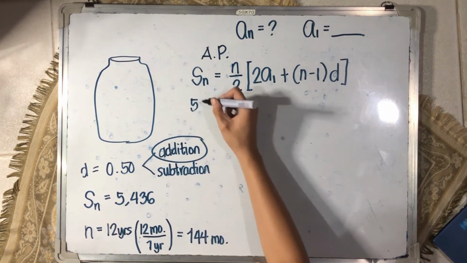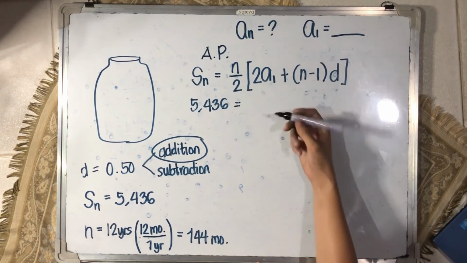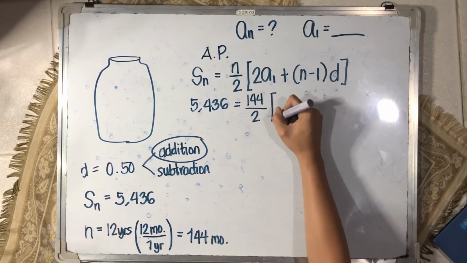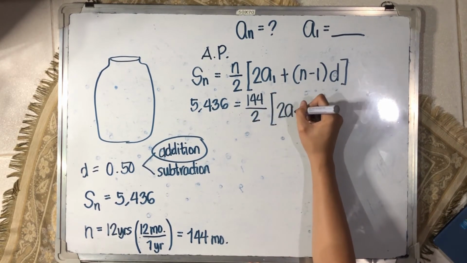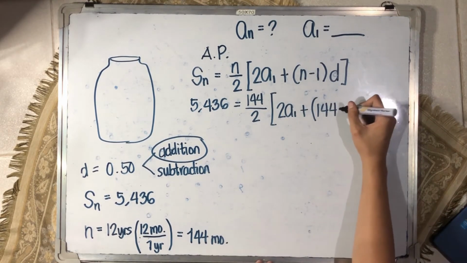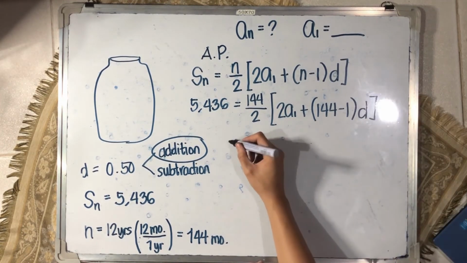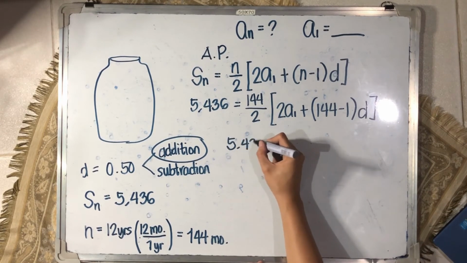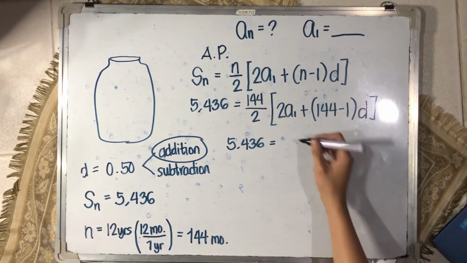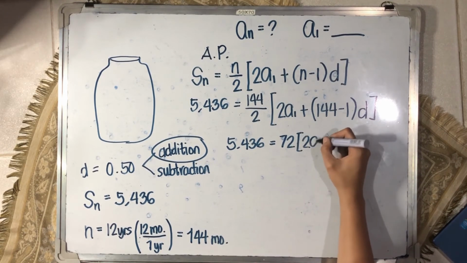We have 5,436. That's your sum. n is 144 in terms of months tayo, divided by 2. Times 2 times the a sub 1, which is unknown at this moment, plus n, 144, minus 1 times the common difference, d. Okay, simplifying this would give us 5,436 is equal to 144 divided by 2 is 72. Okay? 2a sub 1.